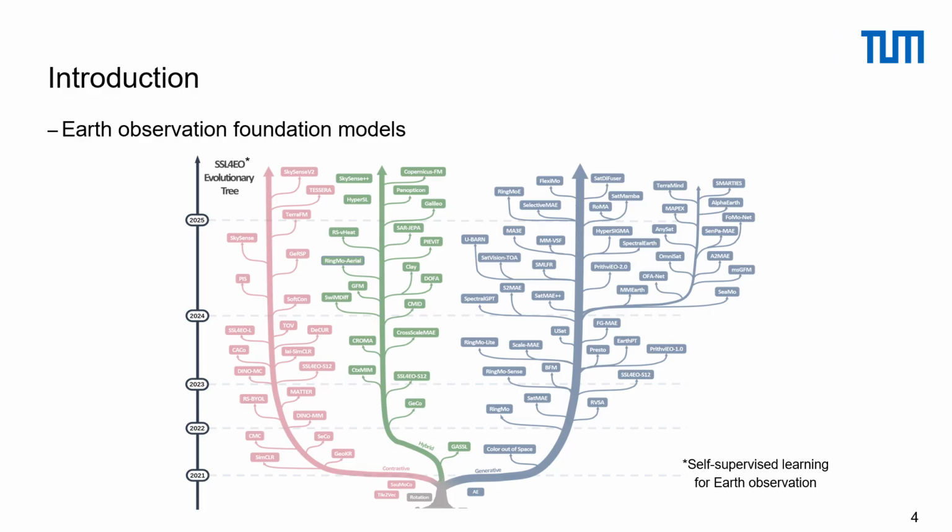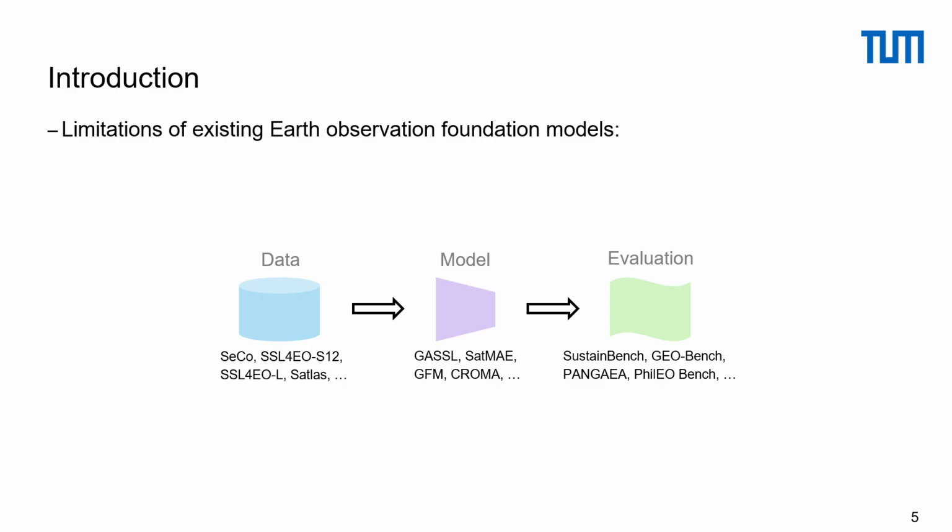This availability of big data sparks a hot trend of research on general-purpose foundation models in the past few years. Typically, these are neural networks pre-trained on broad unlabeled data using self-supervised learning techniques. Despite the momentum, current EO foundation models face limitations along three dimensions.